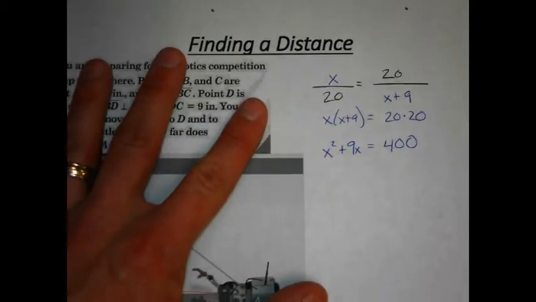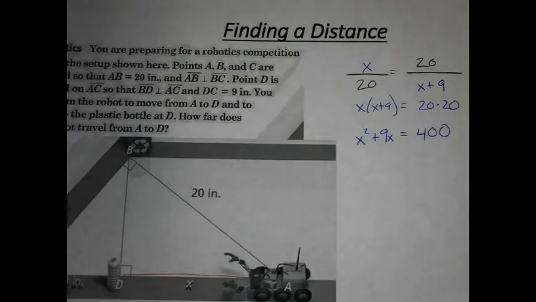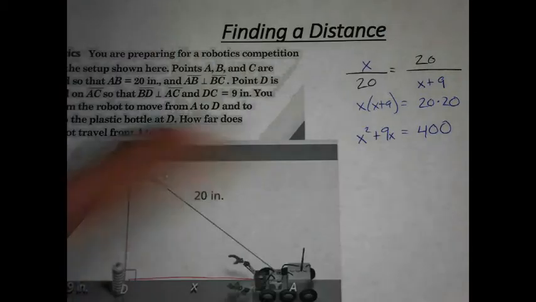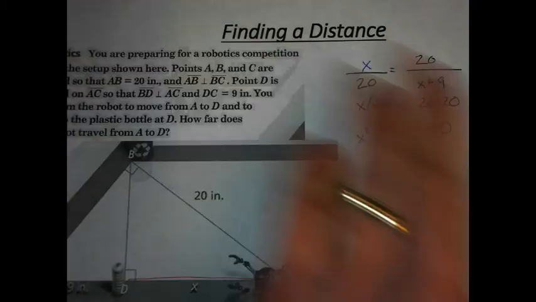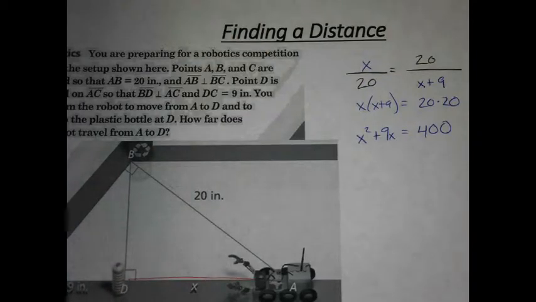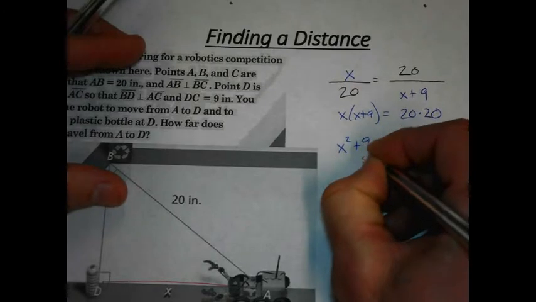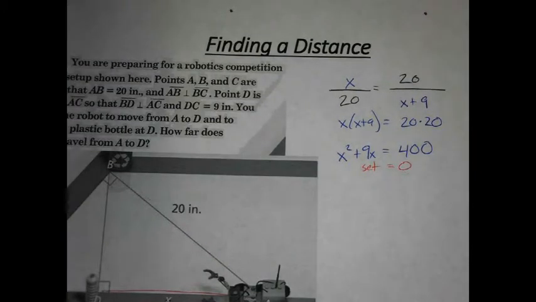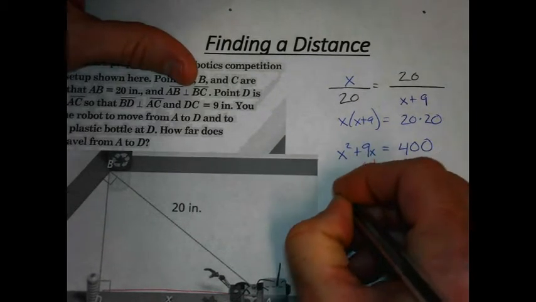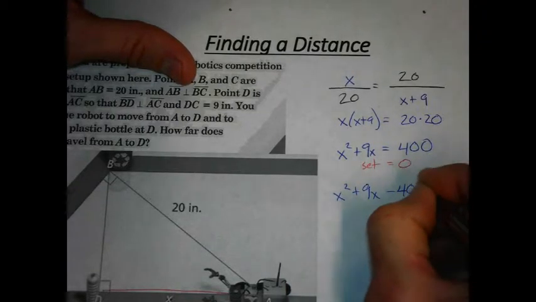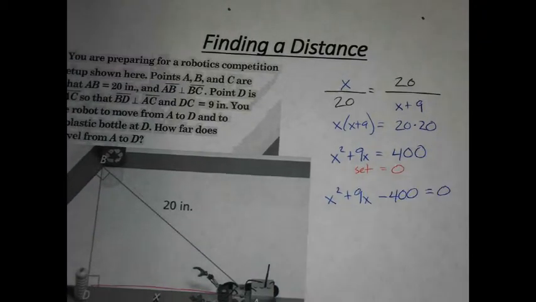So we were here, correct? We had x squared plus 9x equals 400. Remember? Because 20 was the geometric mean. We had the cross products property and all that stuff. Now we have this. So how do we solve this? Well, the first thing we have to do is set this equal to 0. If we set it equal to 0, we would have a quadratic equation equal to 0, and that's what we want. So how do we do that? We subtract 400 on both sides. So we have x squared plus 9x minus 400 equals 0.